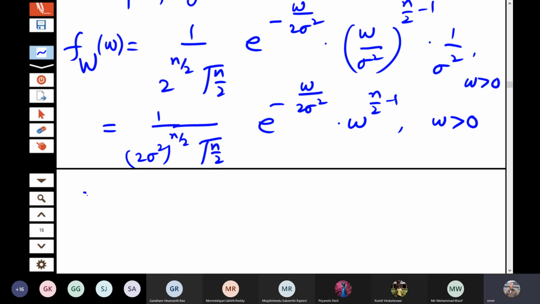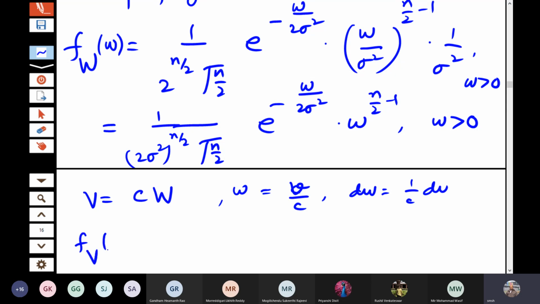So now I define V is equal to CW. What is the distribution of this? That means W is equal to V by C. So dW is equal to 1 by C dV. So what is the distribution of V?